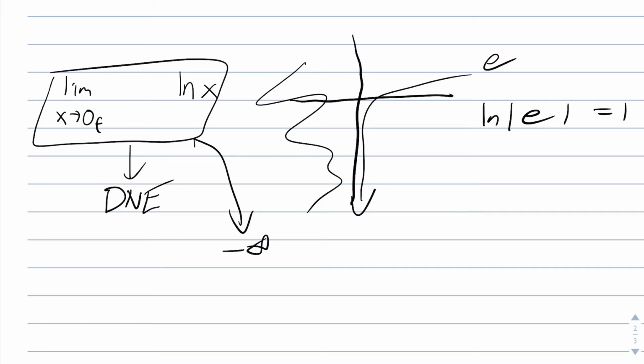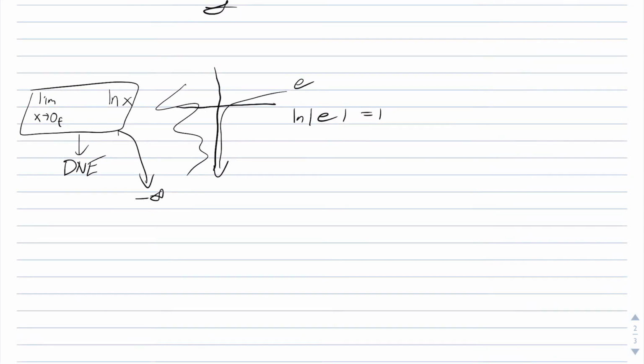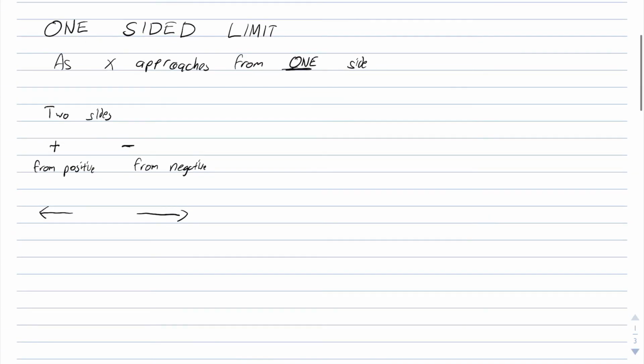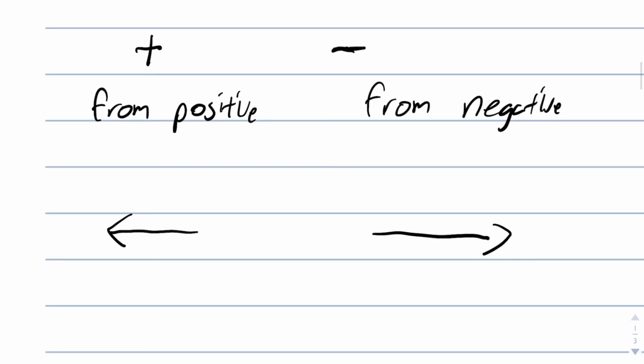Anyways, that's a brief little lesson. I'm not feeling great. So yeah, that's limits part 2, I guess, just elaborating on one-sided limits. Just remember, from positive, you're going to the left. From negative, you're going to the right.